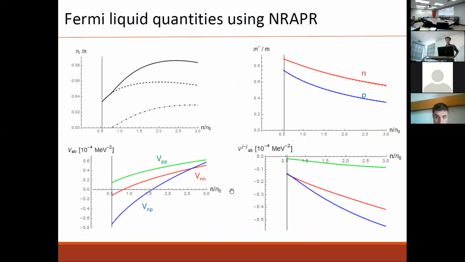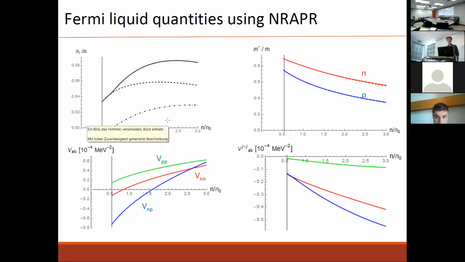So here are some plots to show what the results are when I extract effective masses, potentials, and number densities from this Skyrme energy functional. In the upper left one, the dot-dashed line is the muons. You can see that they enter the game around 0.7 times saturation density. Then the thick black line is the protons. As soon as the muons set in, the proton spectrum is actually the sum of the muon spectrum and the electron spectrum.